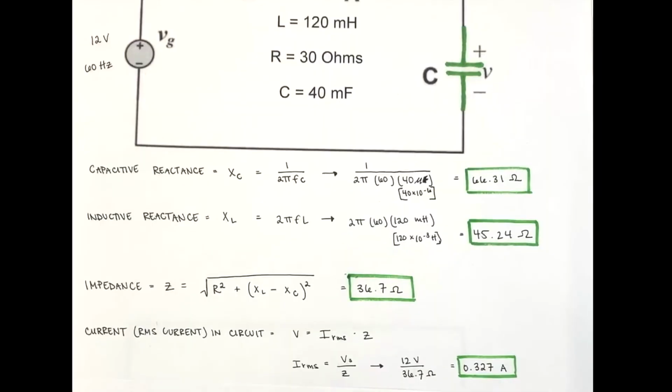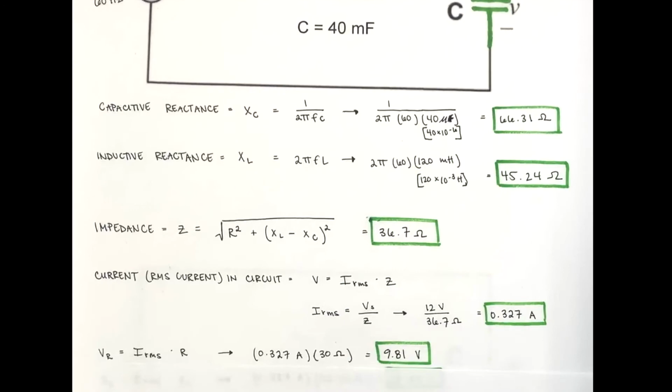Next, we're going to find the RMS current in the circuit, or the effective voltage, and this is shown by V equals that current in the RMS times the impedance. So we're going to take our voltage source, which is 12, and we're going to divide it by that impedance that we got, which is 36.7 ohms. And that should leave us right at 0.327 amps.